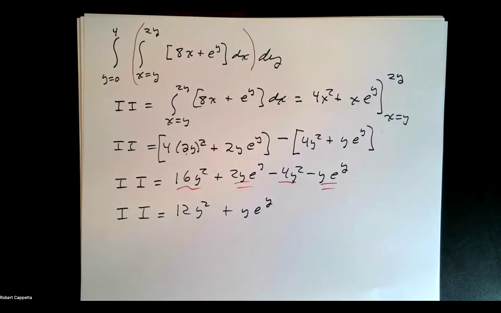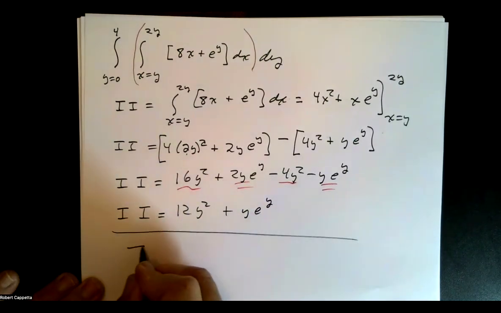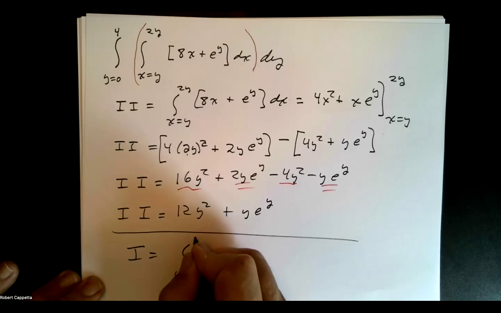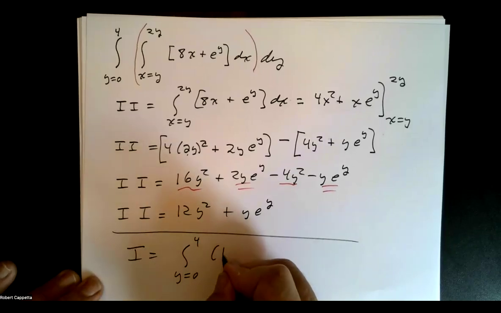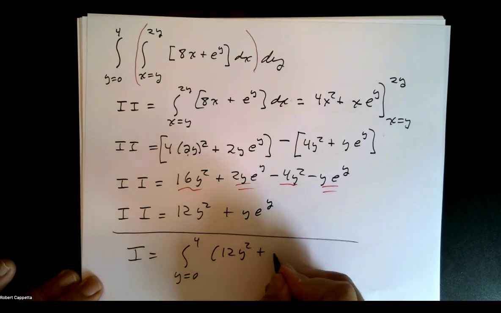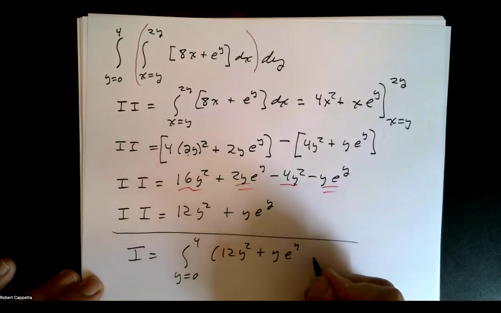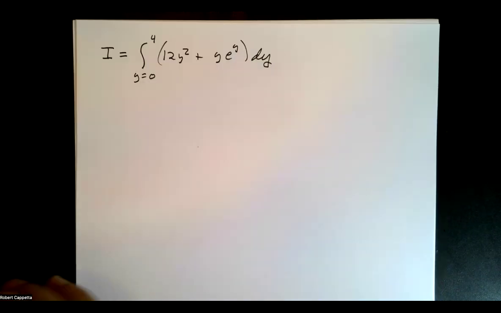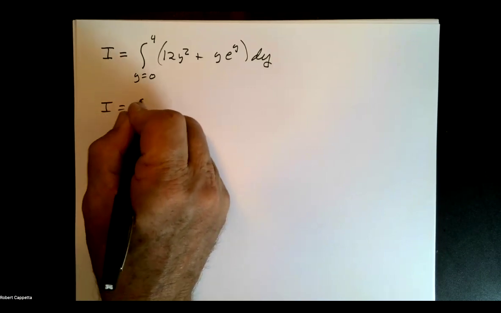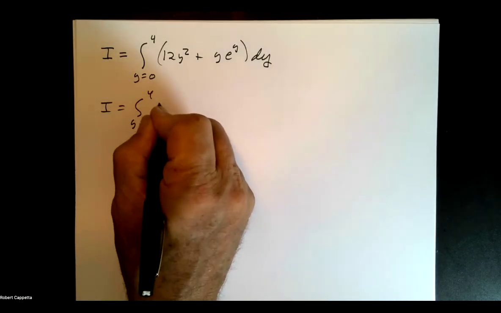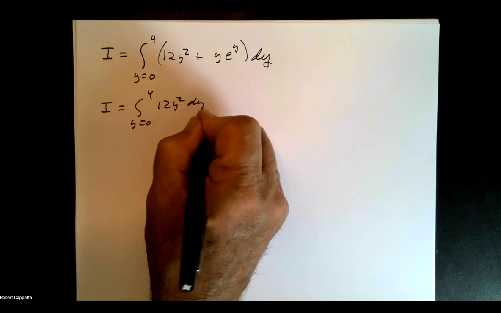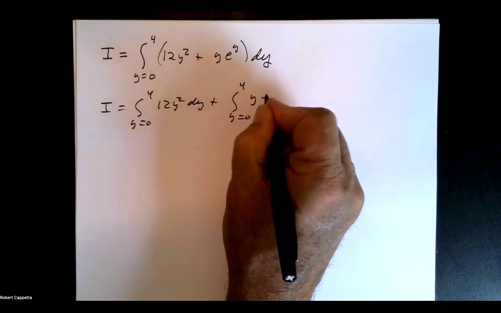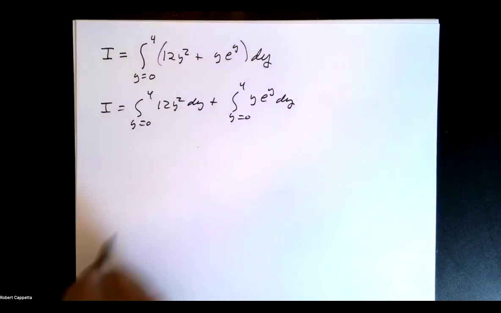So our integral then will be, y goes from 0 to 4 of the inner integral, 12y squared plus y e to the y dy. Let's break this up into two integrals: the integral as y goes from 0 to 4 of 12y squared dy, plus the integral as y goes from 0 to 4 of y e to the y dy.